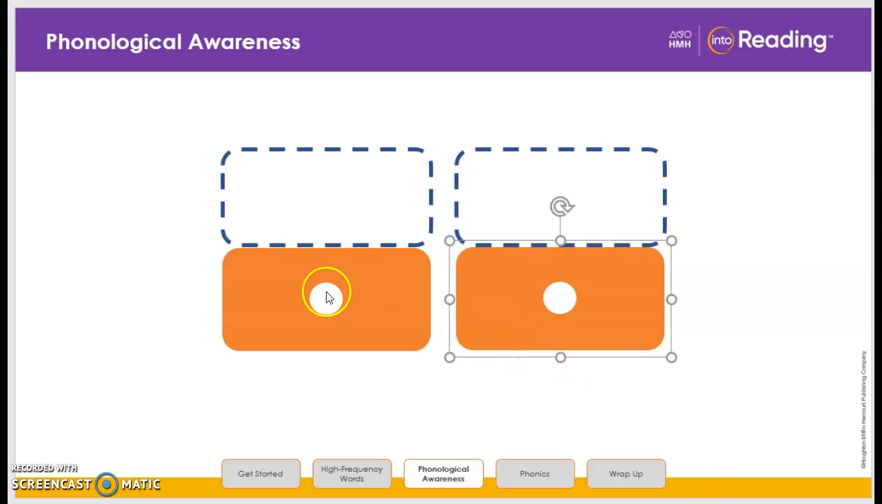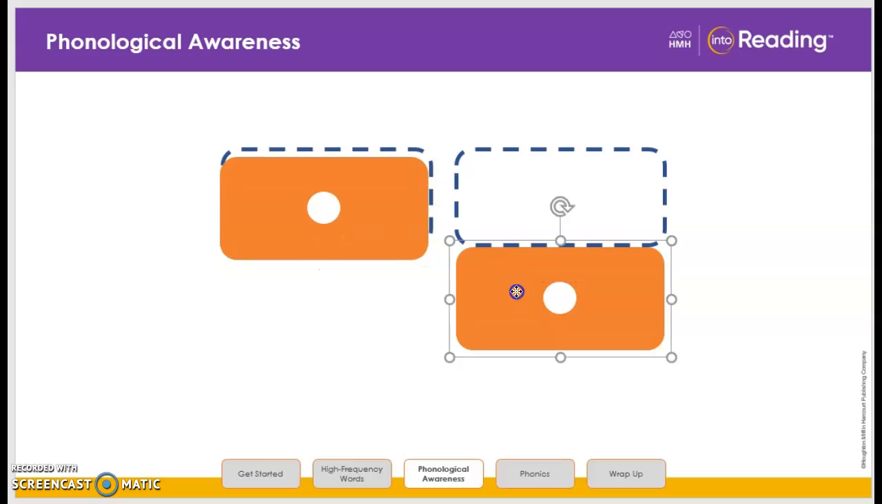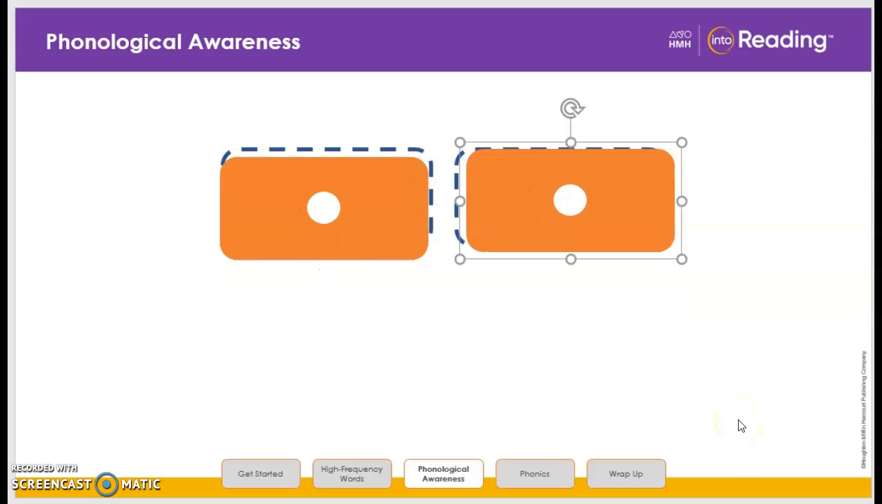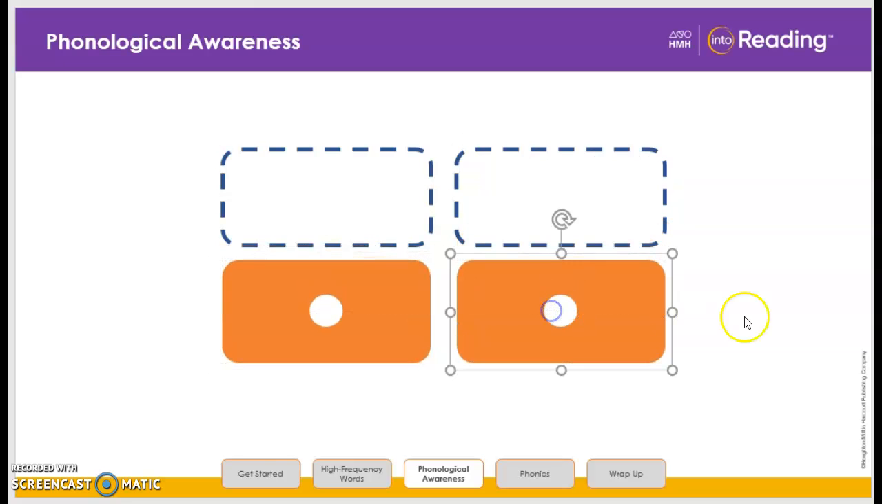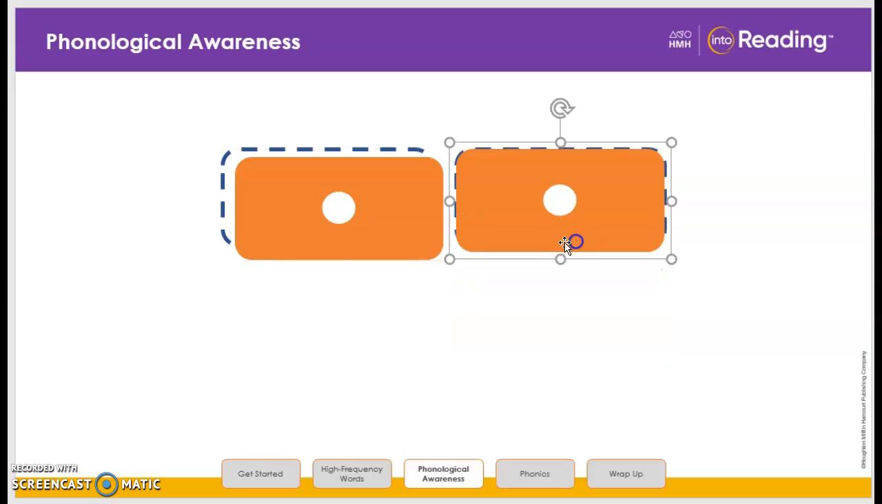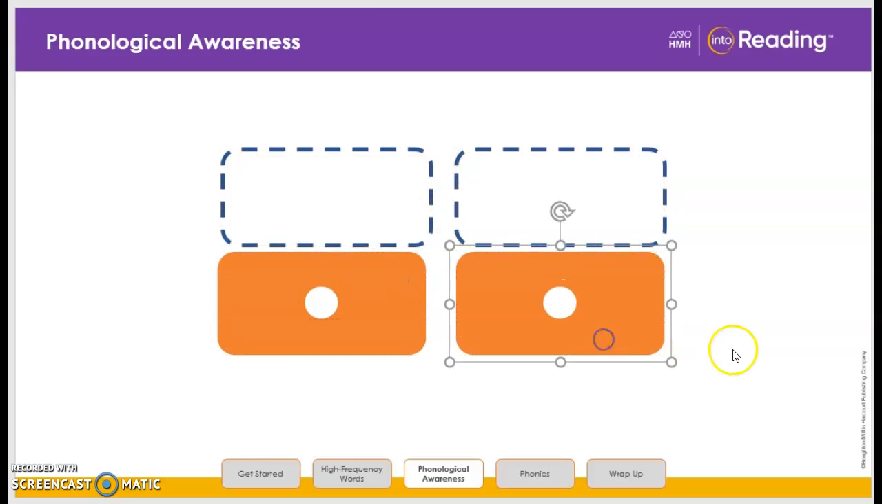Listen for the word marble. Marble. Marble. Notice how I slid those tiles up as I said the syllables. Marble. Which syllable had the R sound in it? Was it the first syllable or the second syllable? Marble. If you said it was the first syllable, you are correct. The R sound is in the first syllable.